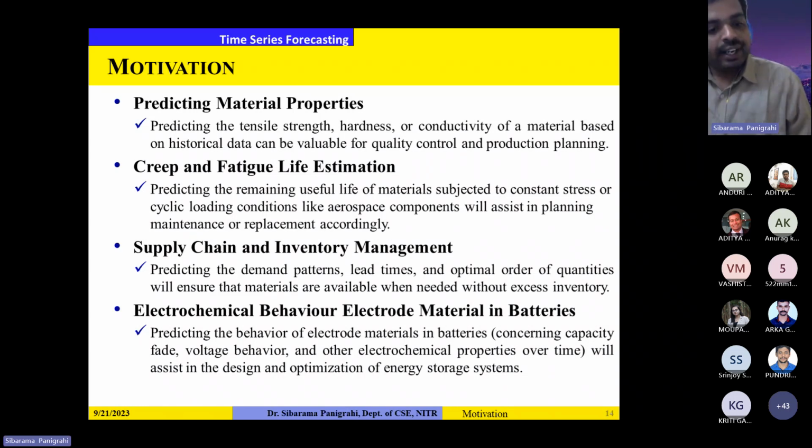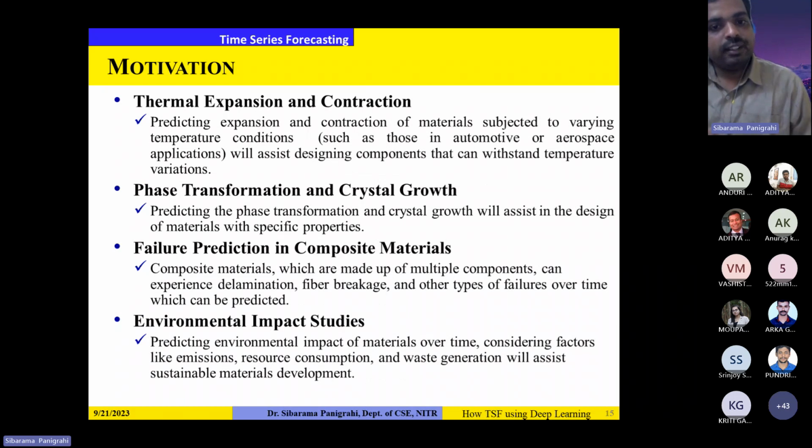If you can predict the behavior of electrode materials in a battery concerning voltage behavior and other electrochemical properties over time, it will assist in designing and optimizing the energy storage system. If you can predict the expansion and contraction of materials subjected to various temperature conditions, it will assist you in designing components that can withstand temperature variation. If you can predict phase transformation and crystal growth, it will assist in designing materials with specific properties.